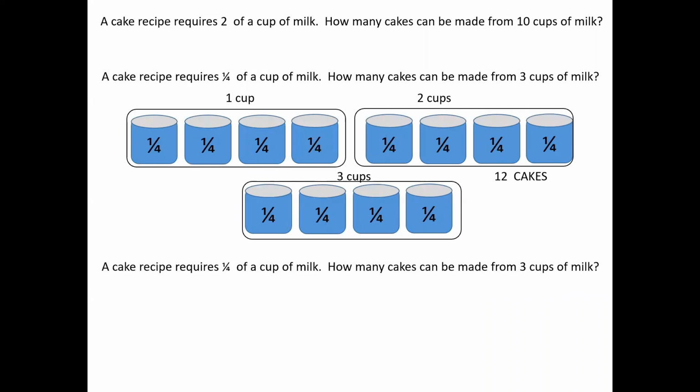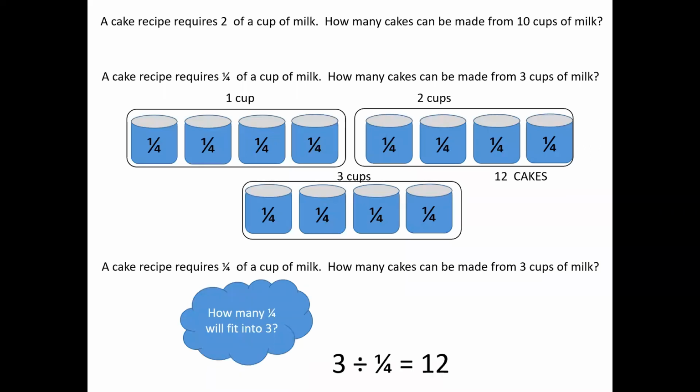Now look, another student can have the same problem. A cake recipe requires 1/4 of a cup of milk. How many cakes can be made from 3 cups of milk? So what you're hoping is students can say, oh, okay, how many 1/4 will fit into 3? Remember, this is a measurement division type problem. And then hopefully they'll say, okay, I can tie this to the procedure now of 3 divided by 1/4. I'm going to flip it, and then I'll get 12. So this is just showing, when students are additive thinkers, they can continue to be additive thinkers even when they're doing more advanced math, but they're still functioning at a very low level.